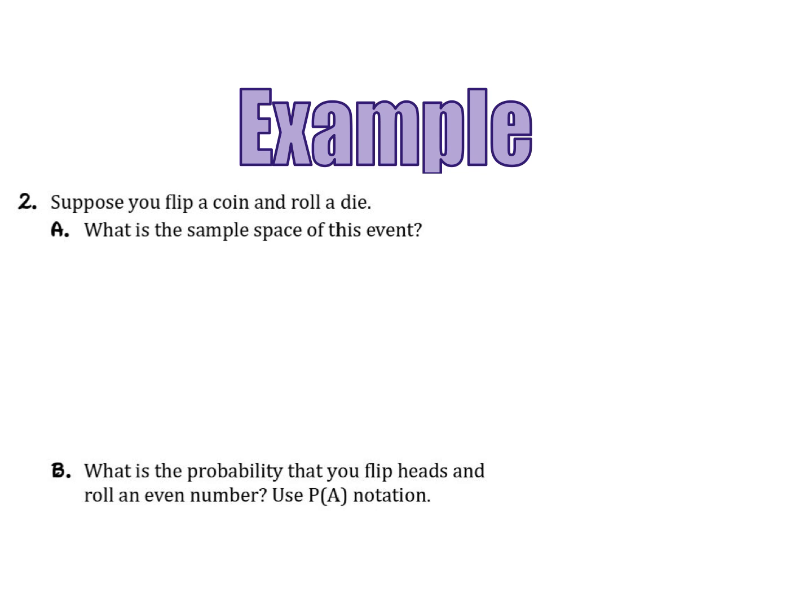So sample space. When we flip a coin, there's really 2 options. We could flip heads and we could flip tails. And we already talked about when we roll a die, we're going to say this is a 6-sided die. We have the options 1, 2, 3, 4, 5, 6. So one option is that we could flip heads and we could roll a 1. We could also flip heads and roll a 2. We could also flip heads and roll a 3. I think you're seeing where this is going. So go ahead and pause the video and finish filling out the sample space.